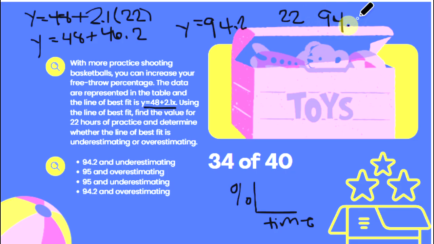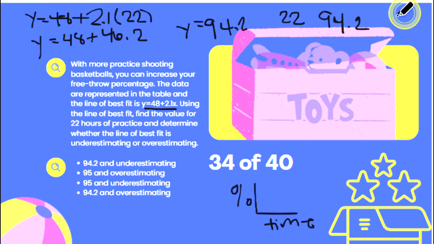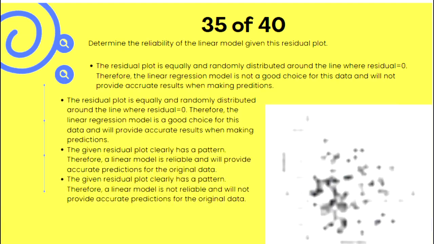Let's go back to the chart we were looking at and see what's going on. Our chart says when we're at 22 hours, we should be scoring 95%. The actual percentage that happened was 95%, and what was expected was 94.2. So the line of best fit is underestimating what actually happened. Okay, so there's your answer there.